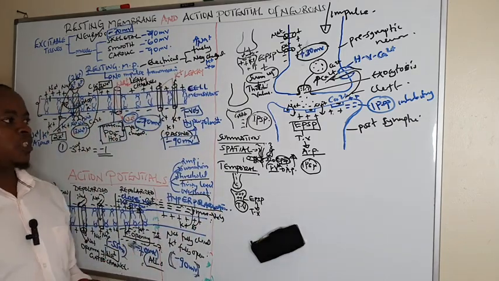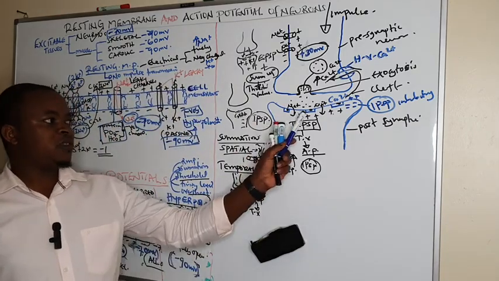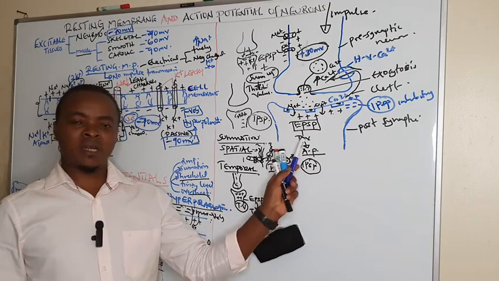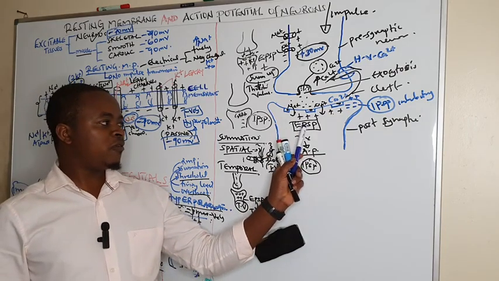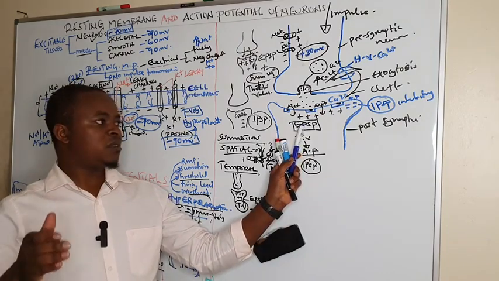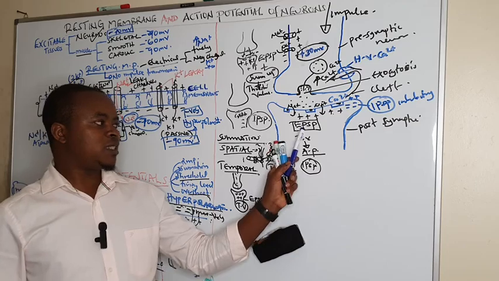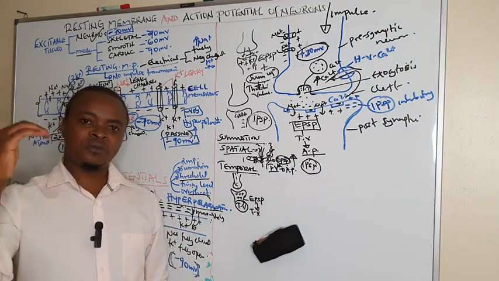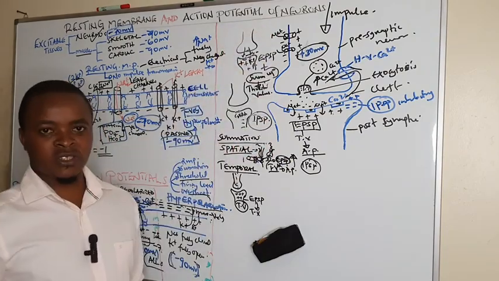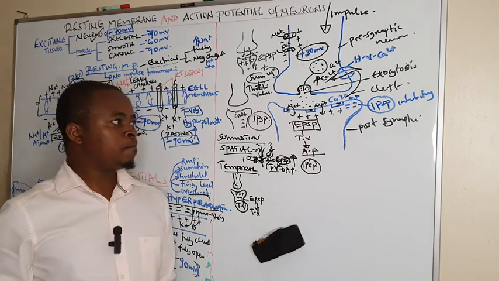So this is how action potentials propagate: when excitatory neurotransmitters bind, they cause influx of sodium ions, and when these sum up to form the EPSP, what we call the excitatory postsynaptic potential, and it reaches a threshold value, an action potential is propagated, hence an impulse is transmitted.